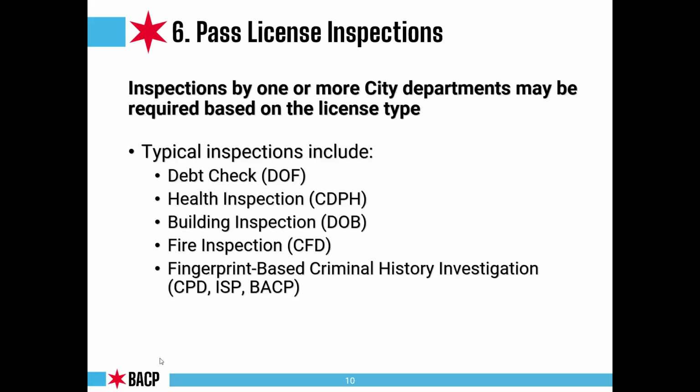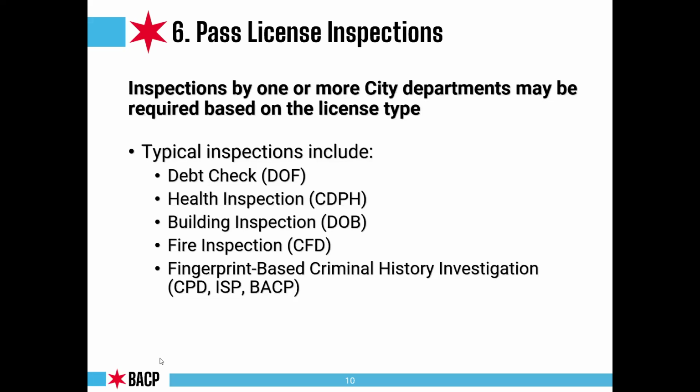If, again, for example, you're handling food, you will more than likely need a health inspection. Some license types require a building inspection, a fire inspection, and then we have other license types that require a fingerprint-based criminal history investigation. So, for example, if you're opening up a daycare or you're doing anything with tobacco, right? Those license types are more regulated, and so a fingerprint-based criminal history investigation will be required.